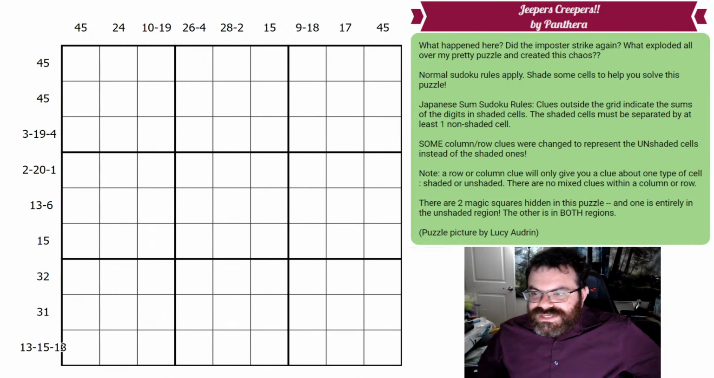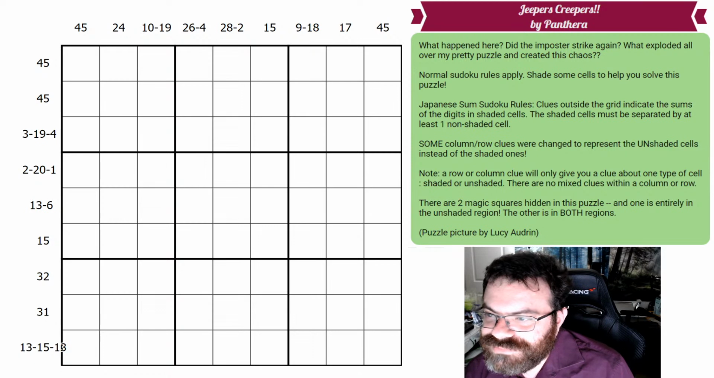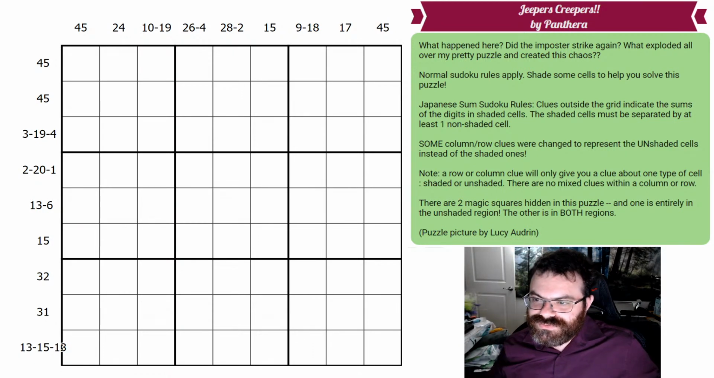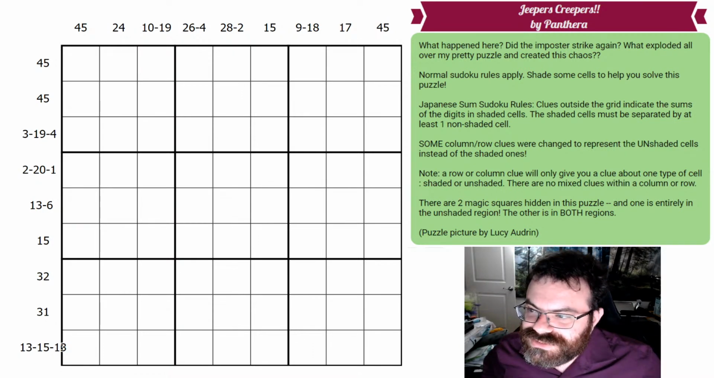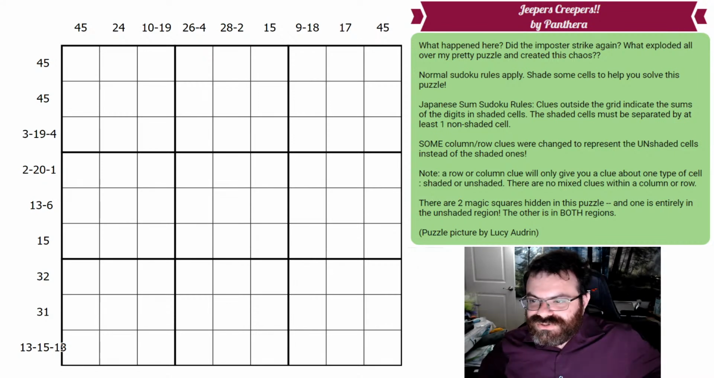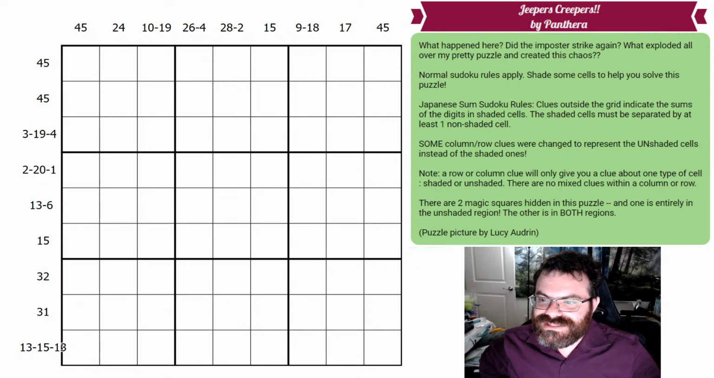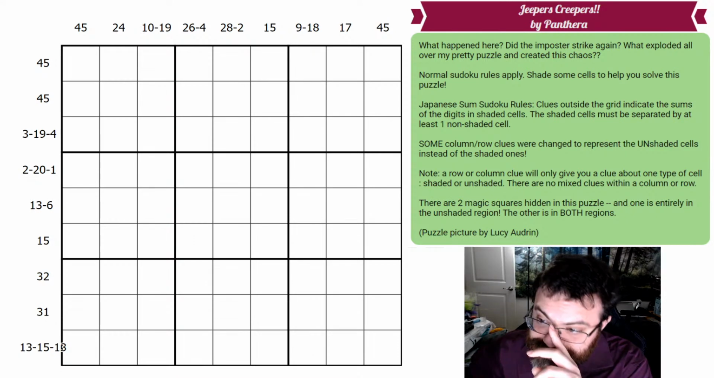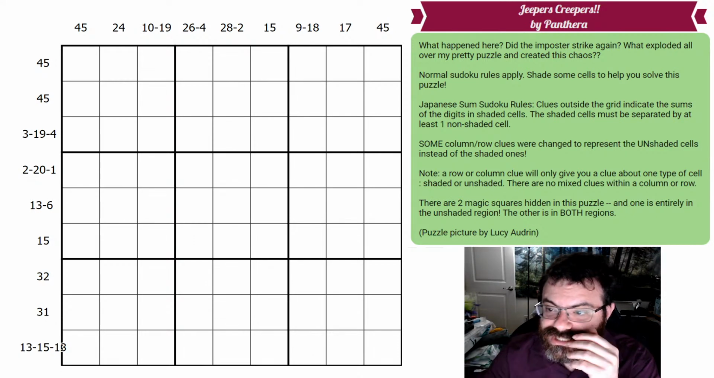Alright, what happened here? Did the imposter strike again? What exploded all over my pretty puzzle and created this chaos? Normal Sudoku rules apply. Shade some cells to help you solve the puzzle. Japanese sum Sudoku rules. Clues outside the grid indicate the sums of the digits in the shaded cells. The shaded cells must be separated by at least one non-shaded cell.